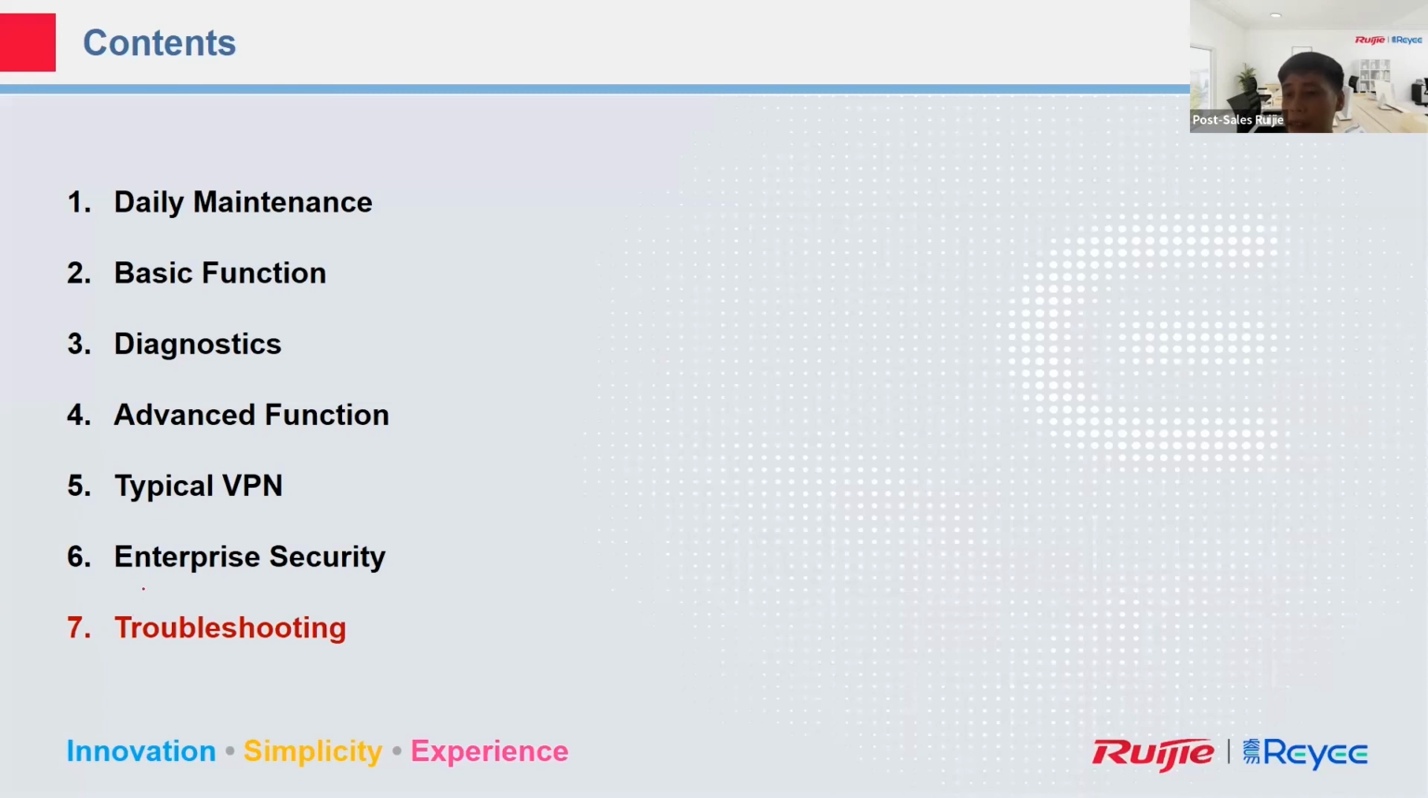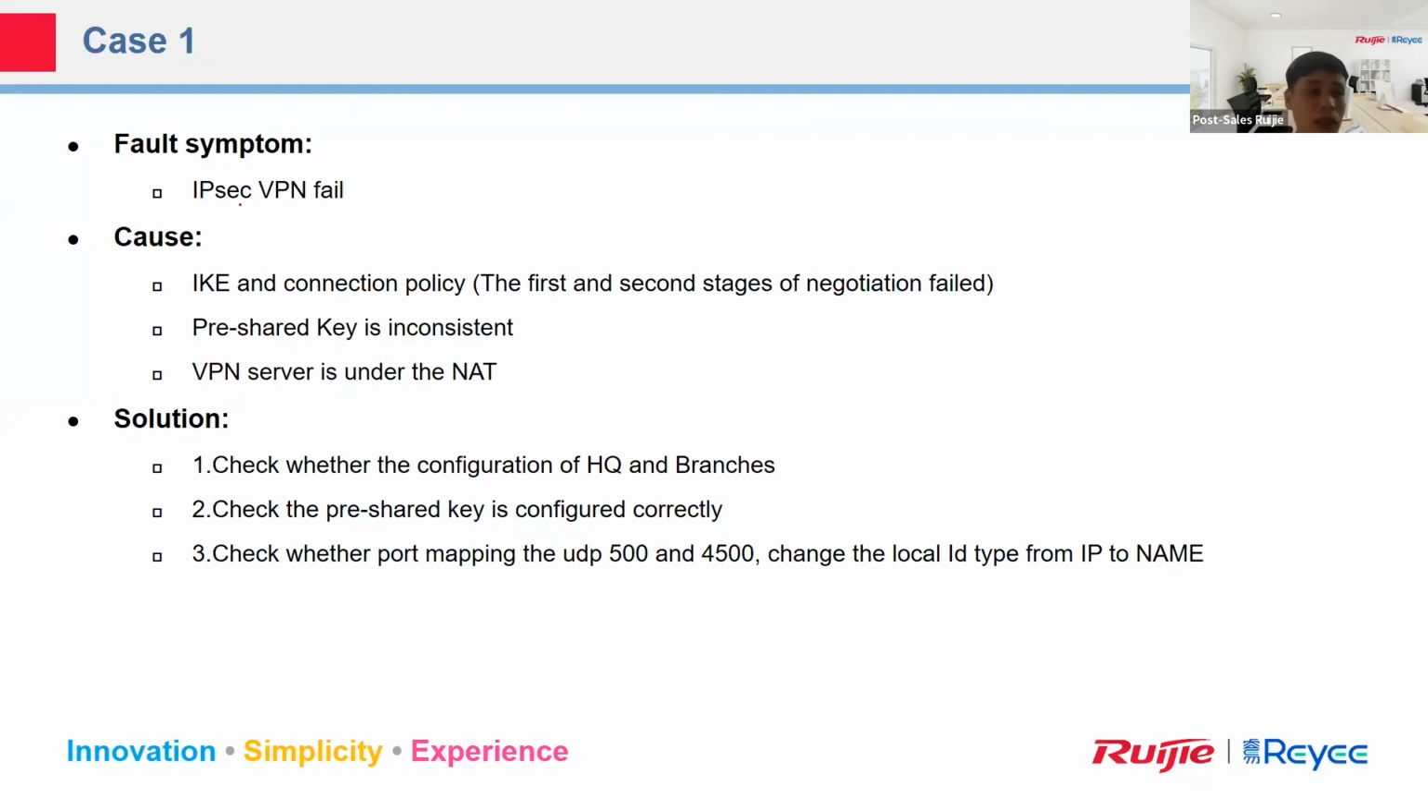Okay, the last part of the router is troubleshooting. The first case is IPsec VPN failure. What is the root cause? The first thing may be related to the connection policy and IKE. The second thing may be related to the pre-shared key.